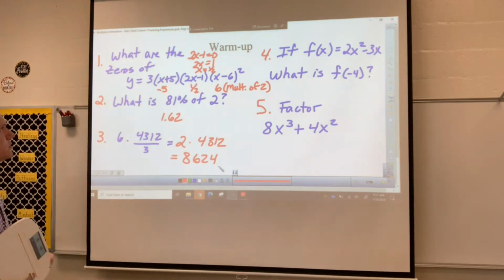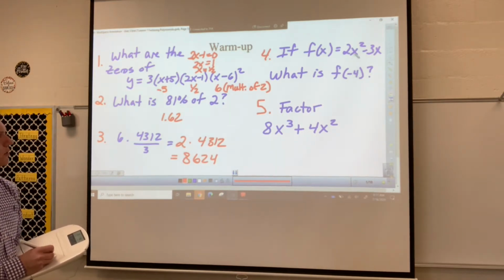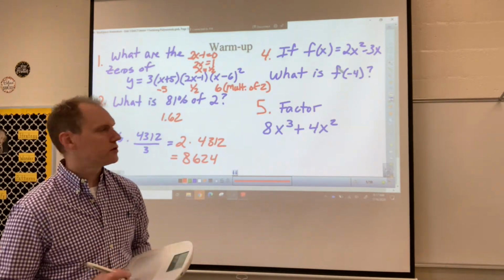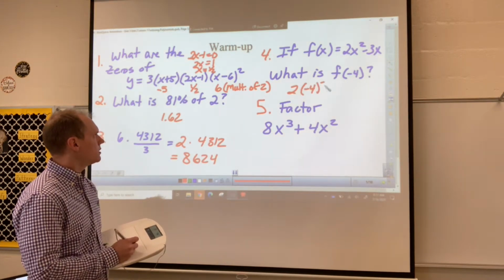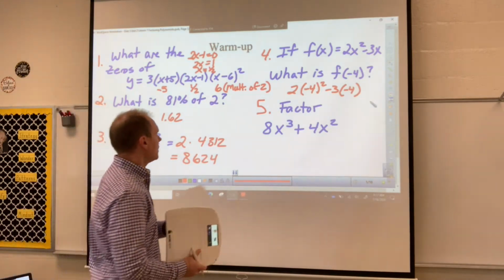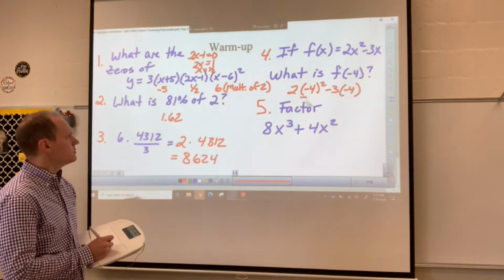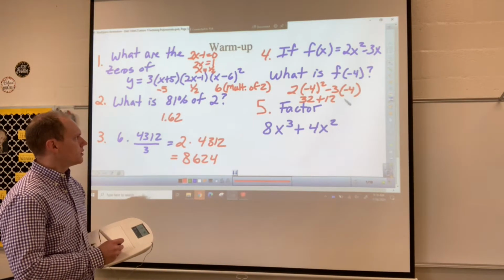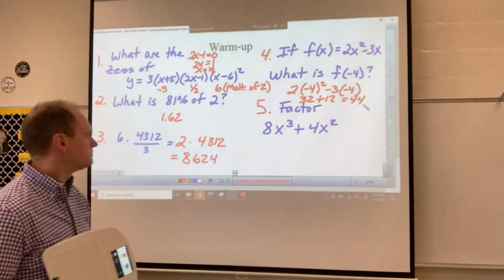Number 4, if f of x is 2x squared minus 3x, what is f of -4? Again, we're going to put -4 in for all of these x's here, but be careful with your parentheses. Make sure you put parentheses around -4 as you put that in. So we're going to have 2 times (-4) squared minus 3 times (-4). Classic ACT type problem here. So (-4) squared is 16. 16 times 2 is 32. And then -3 times -4 is +12, giving us 44. So f of -4 in this case is 44.